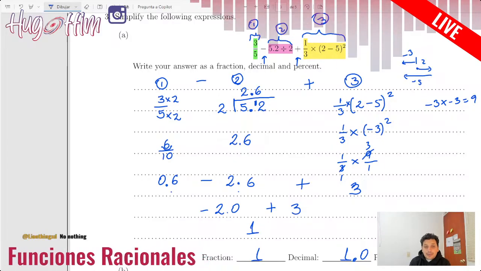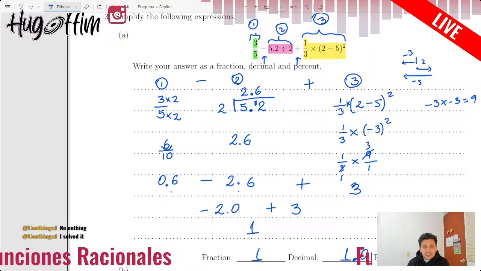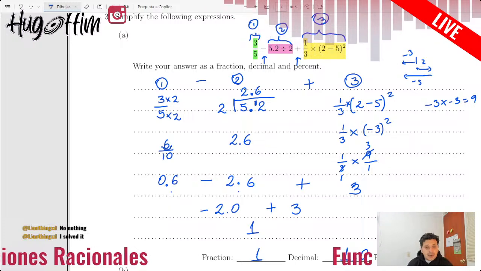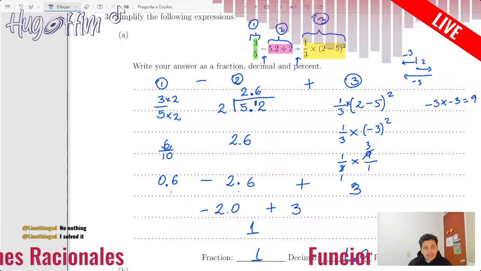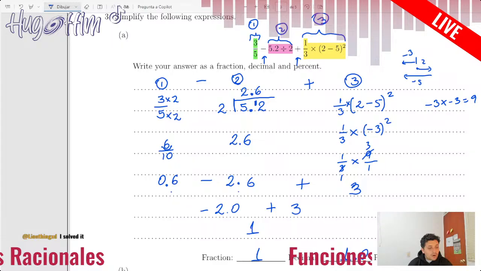You must separate it in terms, and after you separate it in terms, work out each term, and after you work out each term, then you can have your answer. This is the main idea of operating decimals. This is the main idea of operating fractions.